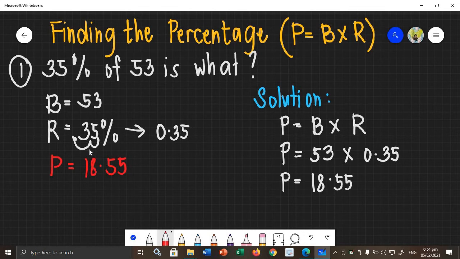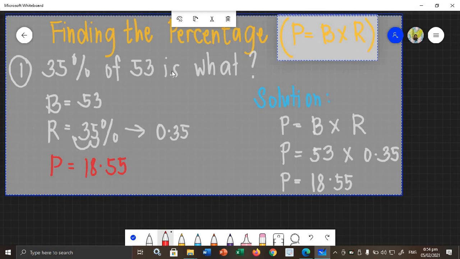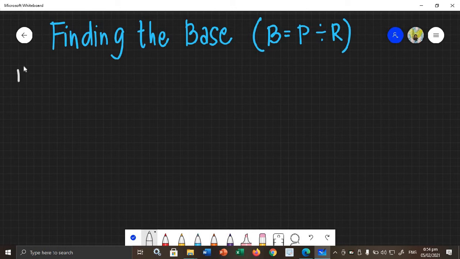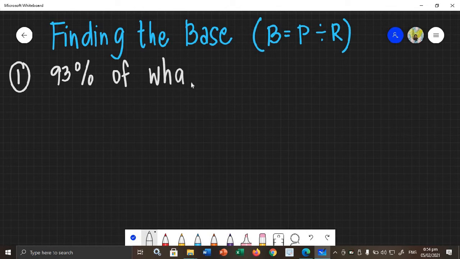Now, let's move on how to find the value of our base. Paano naman kung yung base yung nawawala? So, the formula in finding the base, just like what we derived a while ago, that is equal to B is equal to P over R, or P divided by R. Okay? So, let's say we have this example number 1. 93% of what is 97.